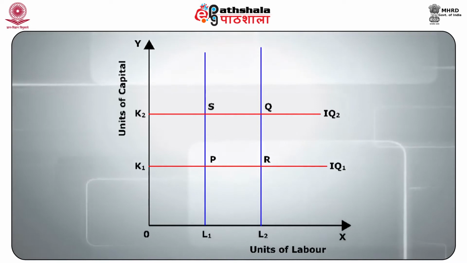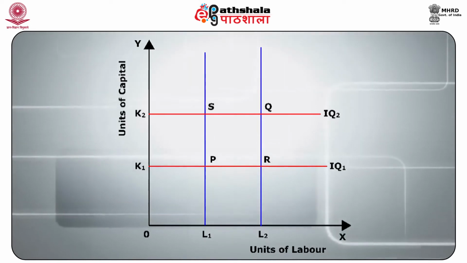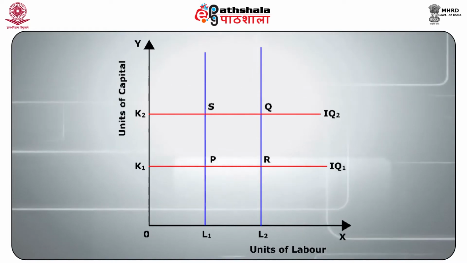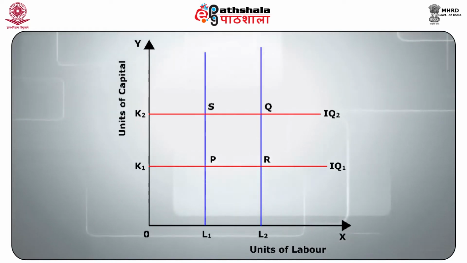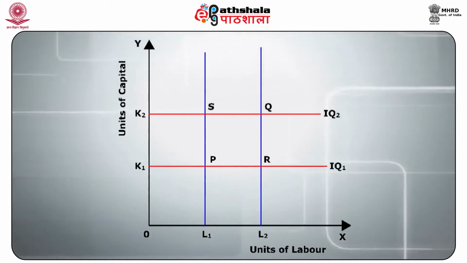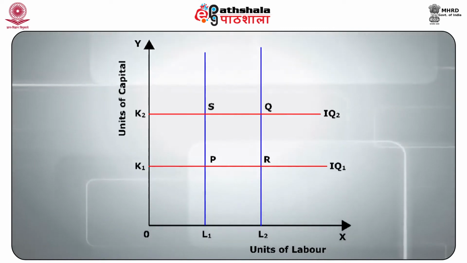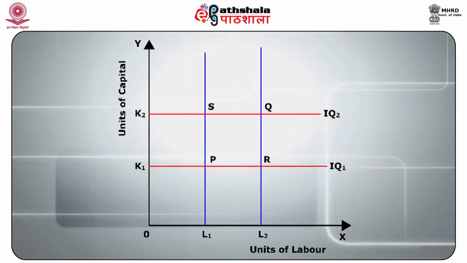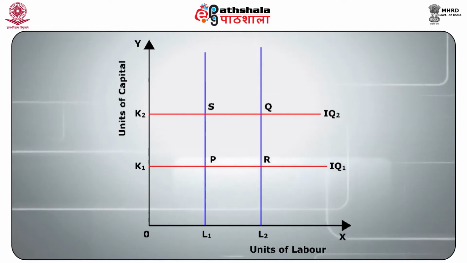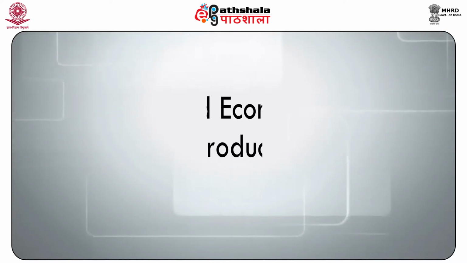The figure shows that if labor units are increased from L1 to L2 without increasing the units of capital, as shown by point R, then the level of output will remain the same. The additional labor is redundant. Thus, both factors must be increased in the same proportion, say from point P to Q, to increase the level of output.